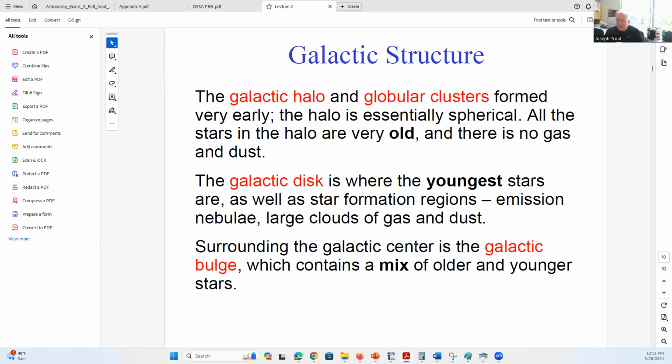And the galactic disk is where the youngest stars are, as well as the star formation regions. So we have emission nebulae and large clouds of gas and dust. And they're surrounding the galactic center and the galactic bulge, which contains a mix of older stars and younger stars.